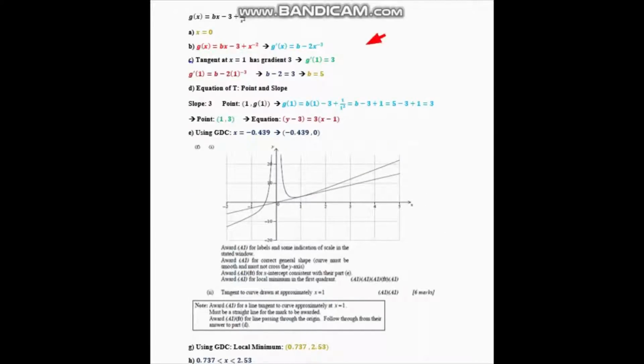Hence, g dash of 1 equals 3. I substitute 1 into my g dash, and this gives me b minus 2 times 1 to the power of -3. So b minus 2 equals 3, and b equals 5.